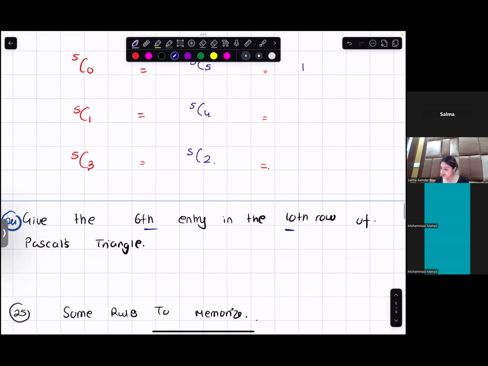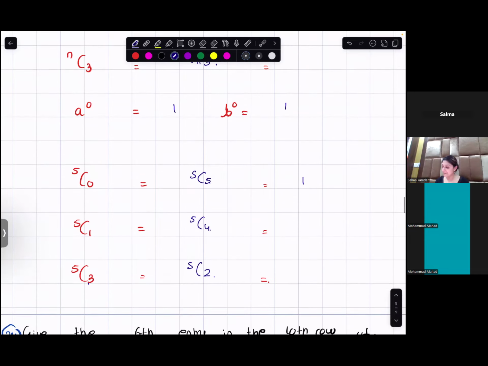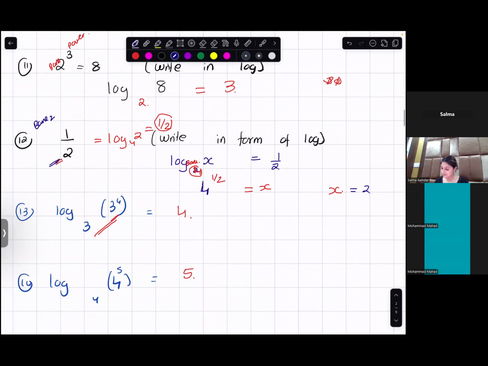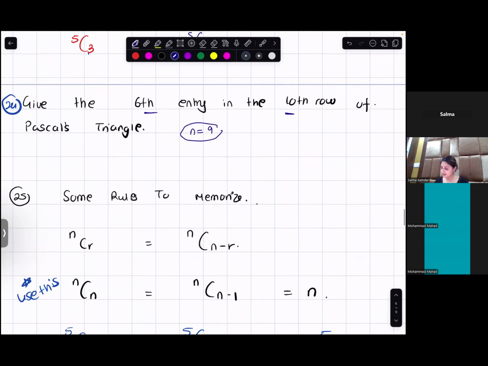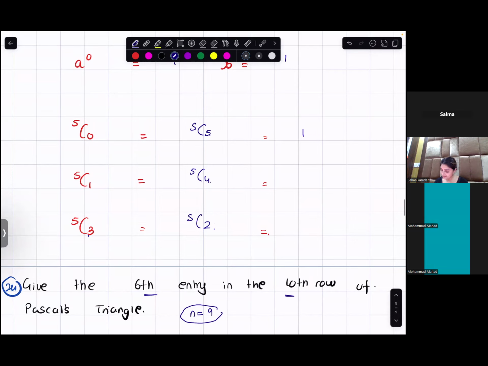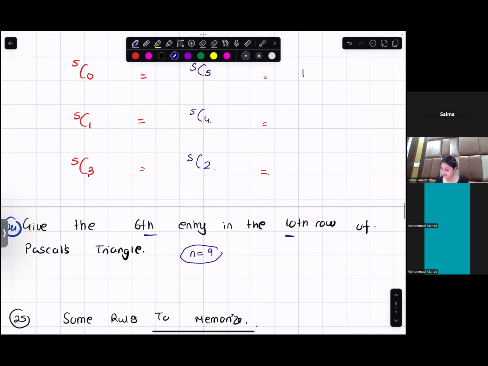Give the sixth entry in the 10th row. The 10th row, sixth entry. n would be equal to 9. If it is the 10th row, I know that my Pascal triangle starts with n equal to 0, right? So if I want the sixth entry in the 10th row, my n would be 9. Are you with me? And the first entry is always 0, so the sixth entry would be NC5. So it's going to be 9C5, which is 126.